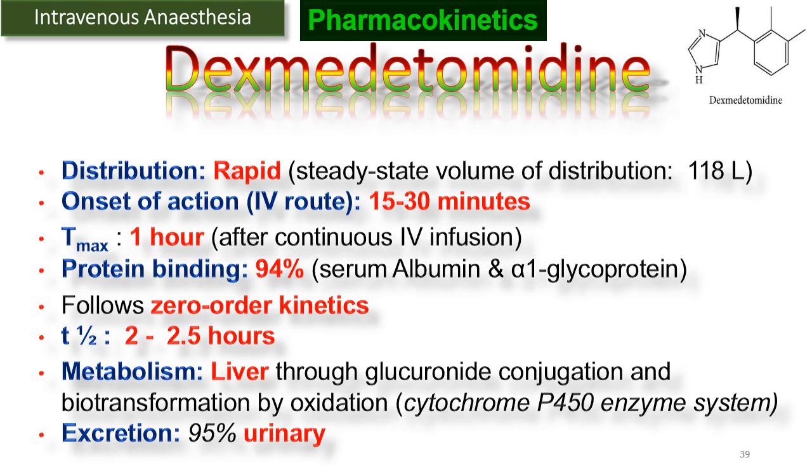Pharmacokinetically, dexmedetomidine has rapid distribution. Steady state volume of distribution is 118 liters. Onset of action via IV route is 15 to 30 minutes. Tmax is 1 hour after continuous intravenous infusion. There is high protein binding, 94%, with serum albumin and alpha 1 glycoprotein. It follows zero order kinetics and T half is 2 to 2.5 hours. It is metabolized by the liver through glucuronide conjugation and biotransformation by oxidation, cytochrome P450 enzyme system, and there is 95% urinary excretion.